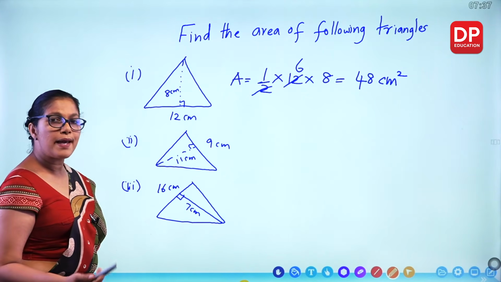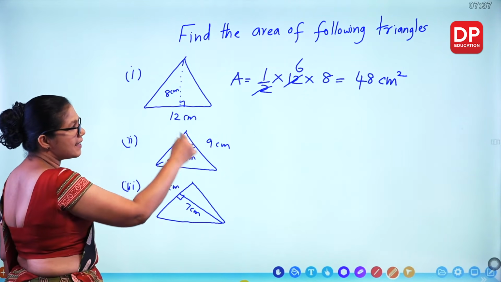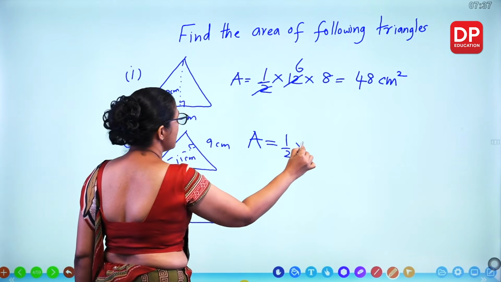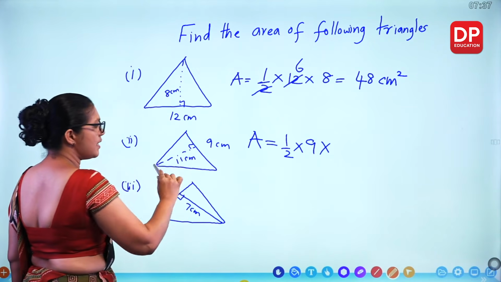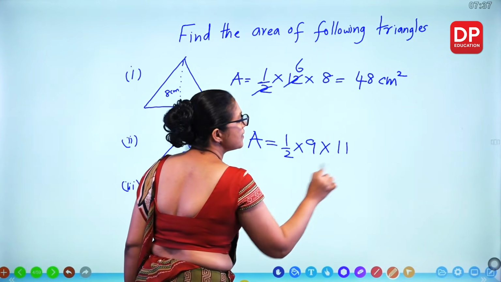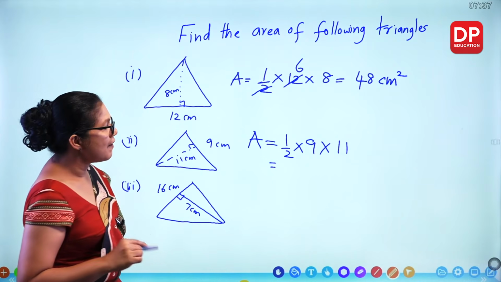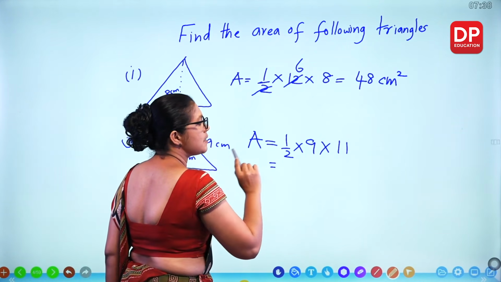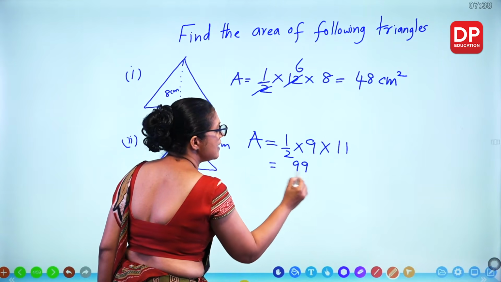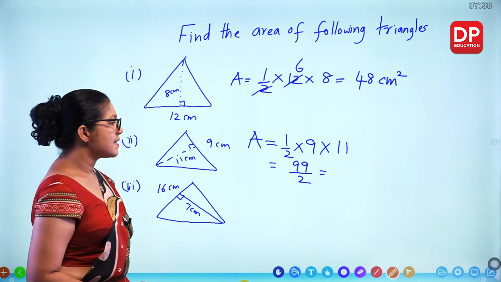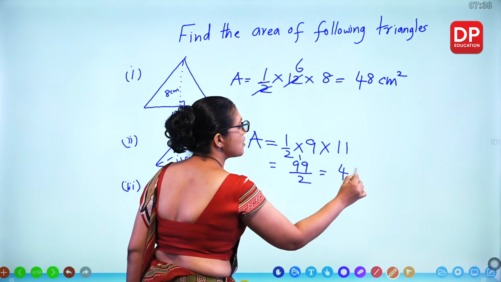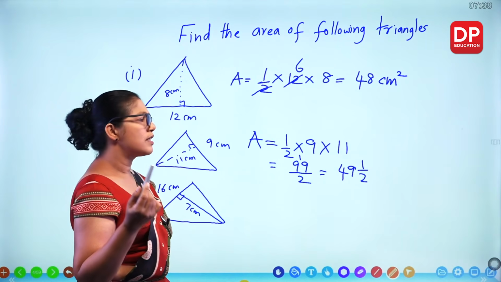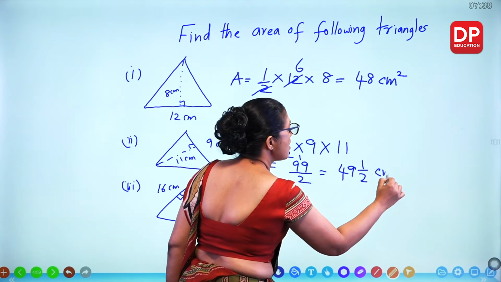This one. What's the base? Base length is 9. So how can we find the area? Half times 9 times the perpendicular height, which is given as 11. So how can we simplify? We can't simplify denominator with numerator, so we multiply. 9 times 11 is 99, divide by 2. What's the answer? 49 and a half, or you can write 49.5 square centimeters.